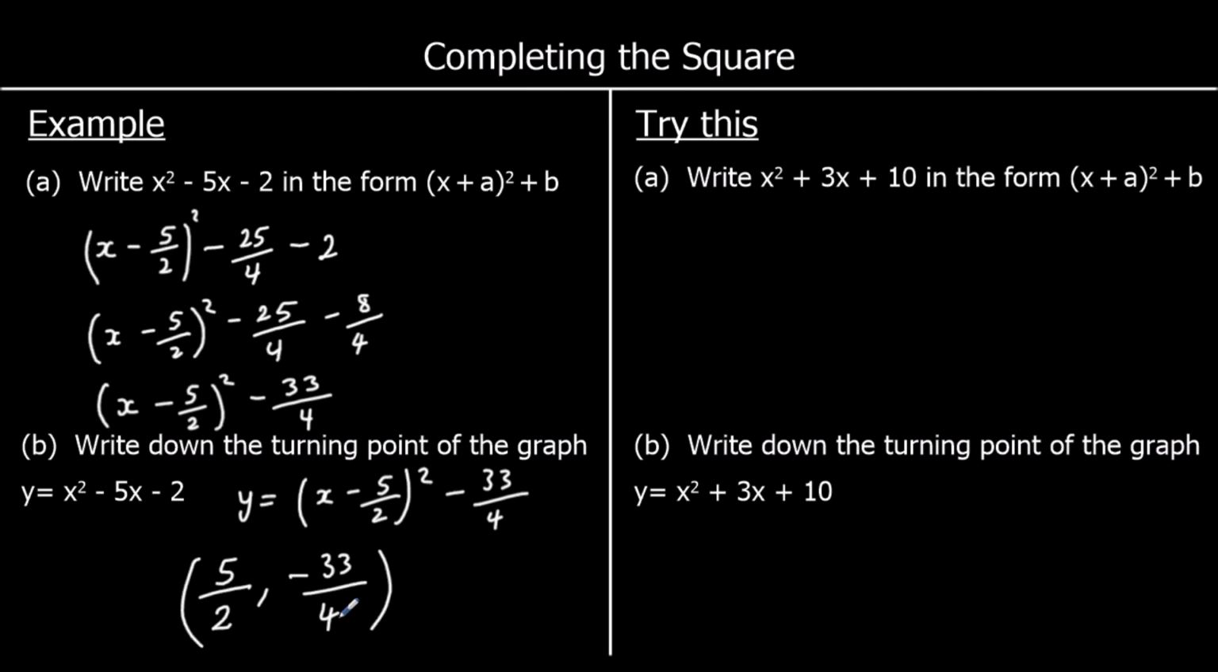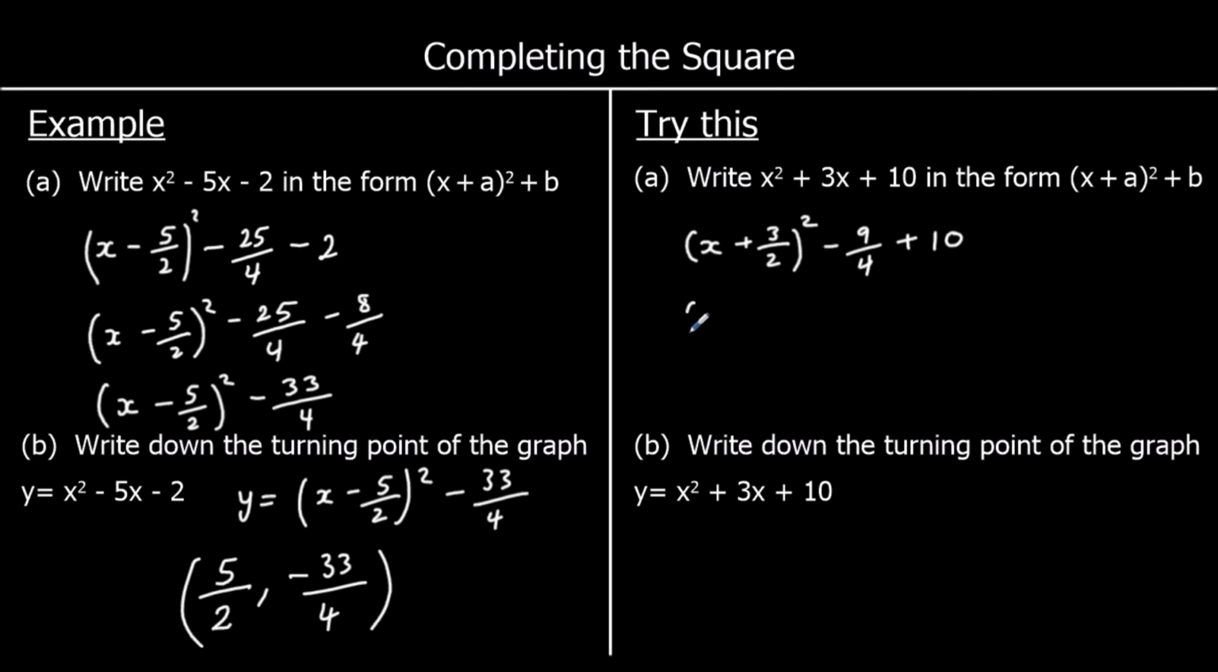Okay, one for you to try. So give this a go. So that's half our b term. So that's going to become 3 over 2. So x plus 3 over 2 squared. And then take away 3 over 2 squared, which is 9 over 4. And we've got plus 10 on the end. We can rewrite 10 as 40 quarters, 40 over 4.